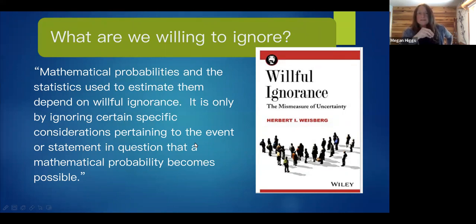Mathematical probabilities and the statistics used to estimate them depend on willful ignorance. It is only by ignoring certain specific considerations pertaining to the event or statement in question that a mathematical probability becomes possible. There's a lot here, and I definitely encourage you to read Herb's book, but it does require simplification. To use games of chance mathematics for real world scientific inference problems and for modeling real world complex phenomena, a lot of simplification has to happen. And just in the decision to use probability as the foundation, you've done a lot of simplification that we don't necessarily explicitly think about.